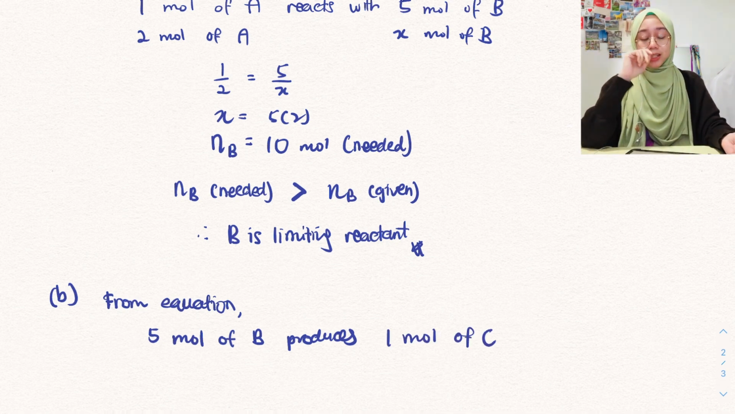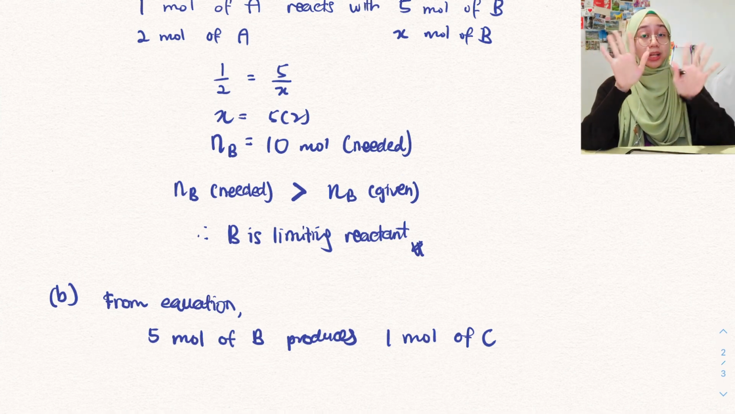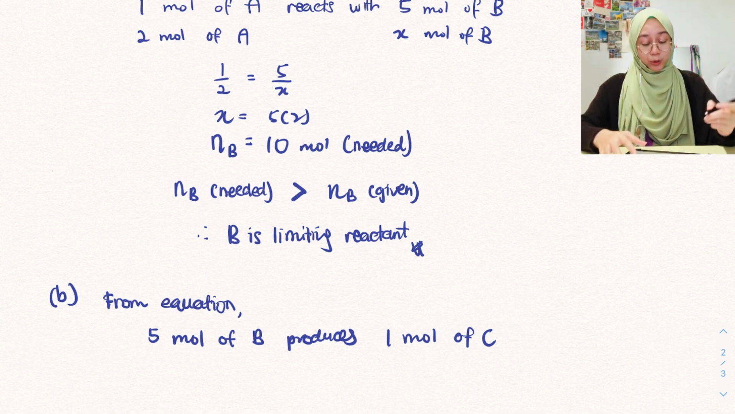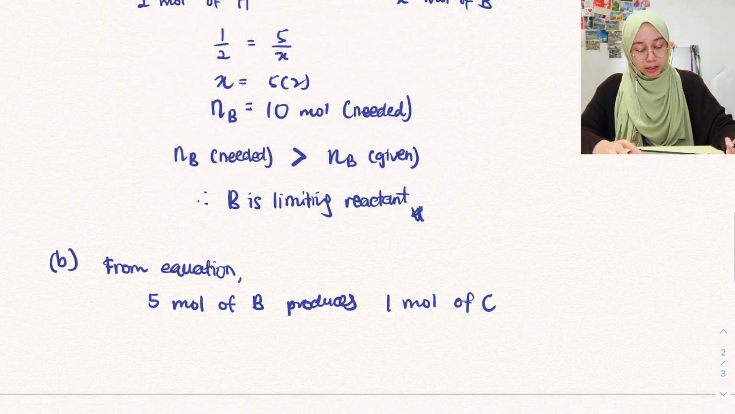Okay, the next question is, so which one nak pakai ni? Mole needed ke mole given? Kan tadi kamu dah jumpa mole needed untuk B adalah 10, mole given untuk B adalah 9. Please class, keep in your mind apa yang kamu ada. The one yang kamu ada adalah given, yang kamu ada 9 mole. Kamu tak ada 10 mole tu, you have only 9 mole. Therefore, make sure you use 9 mole dekat sini, bukannya 10 untuk yang B ni.